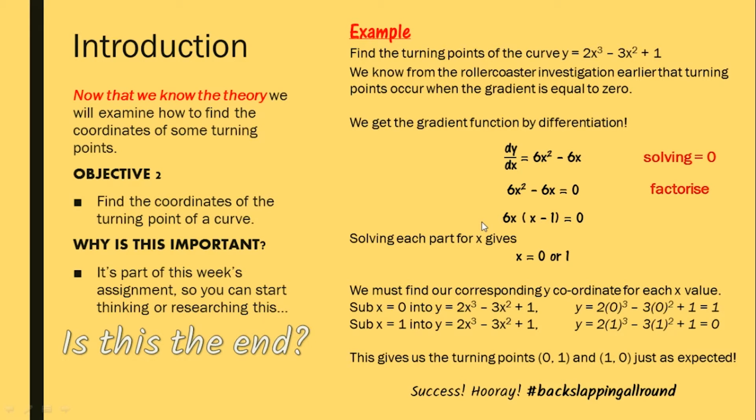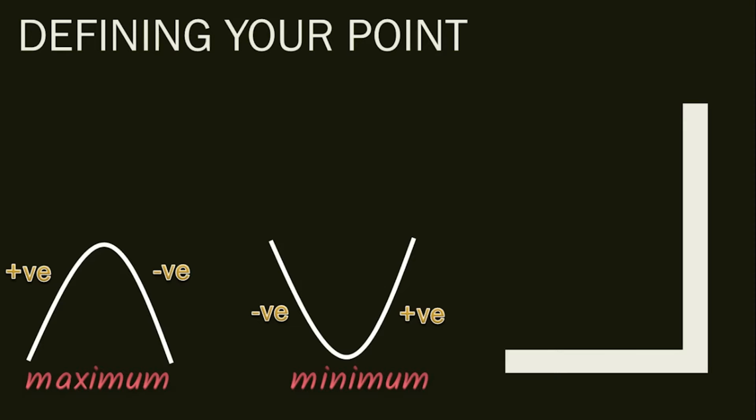Is this the end of the turning point story? Well, of course not. There's one more step to go, or another thing we can tell from our calculations. We're going to define our points. I've drawn a little diagram here. If you've got a hump that goes up and then round and down, we call that a maximum. So we're talking about these points. You're at the top of the hill, so it's the highest point you can be. And the minimum is when you're going into the valley, so you're getting down to the very lowest point.